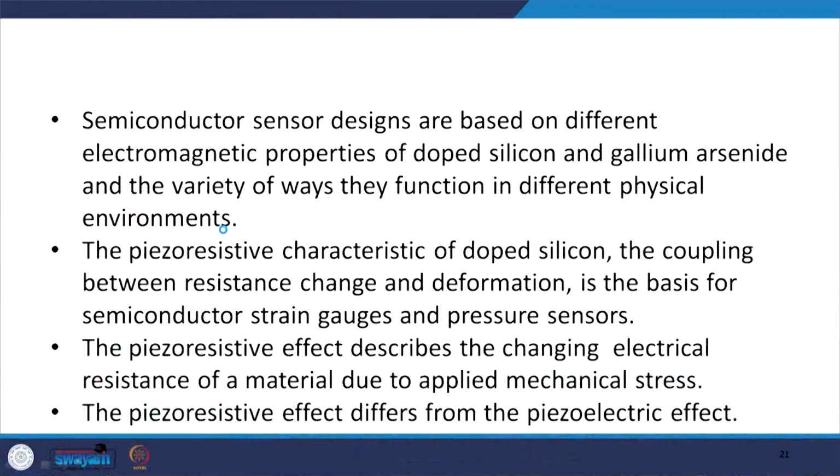Semiconductor sensor designs are based on different electromagnetic properties of doped silicon and gallium arsenide, and a variety of ways that they function in different physical environments. The piezoresistive characteristic of doped silicon, the coupling between resistance change and deformation, is the basis for semiconductor strain gauges and pressure sensors. The piezoresistive effect describes the change in the electrical resistance of a material due to applied mechanical stresses.